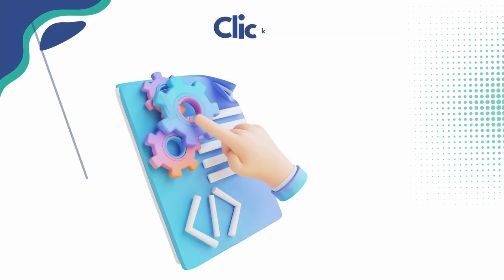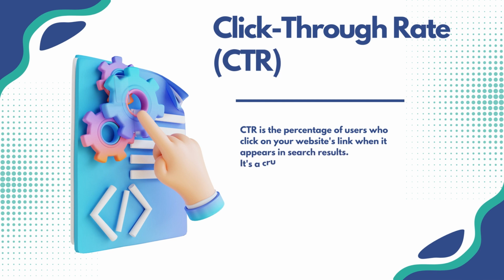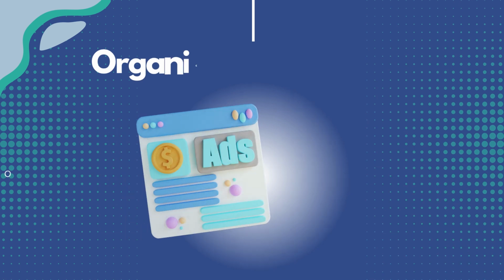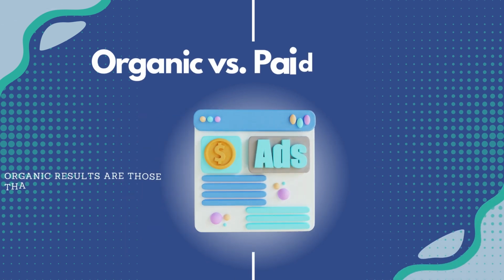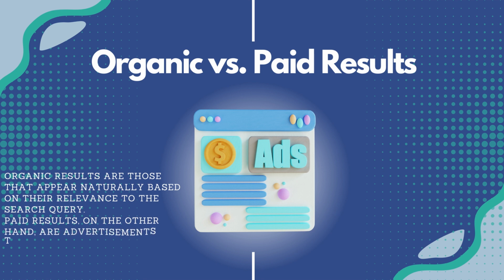Let's understand CTR, click-through rate. CTR is the percentage of users who click on your website link when it appears in search results. It's a crucial metric for measuring the effectiveness of your SEO efforts. So let's understand organic versus paid results. Let's understand organic first. These results are those that appear naturally based on their relevance to the search query. And the paid results, on the other hand, are advertisements that appear at the top or side of the SERP.